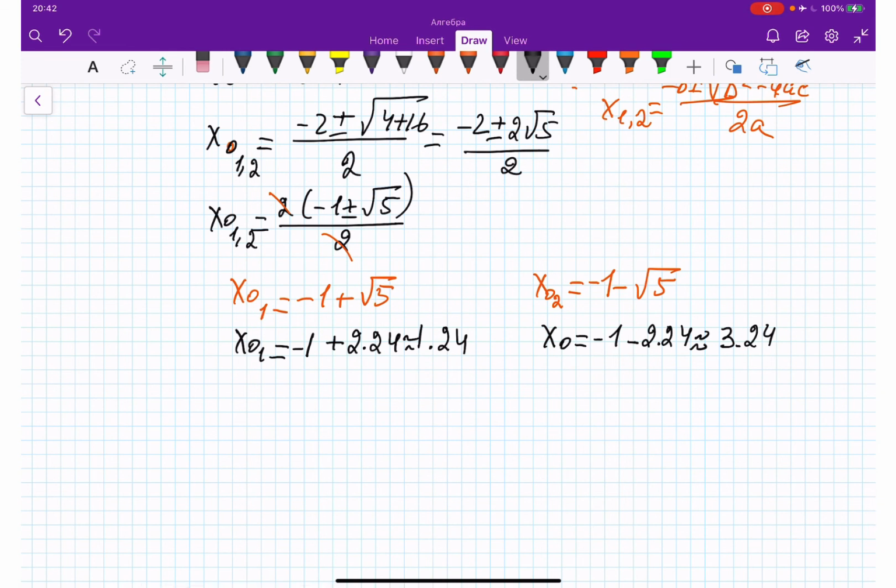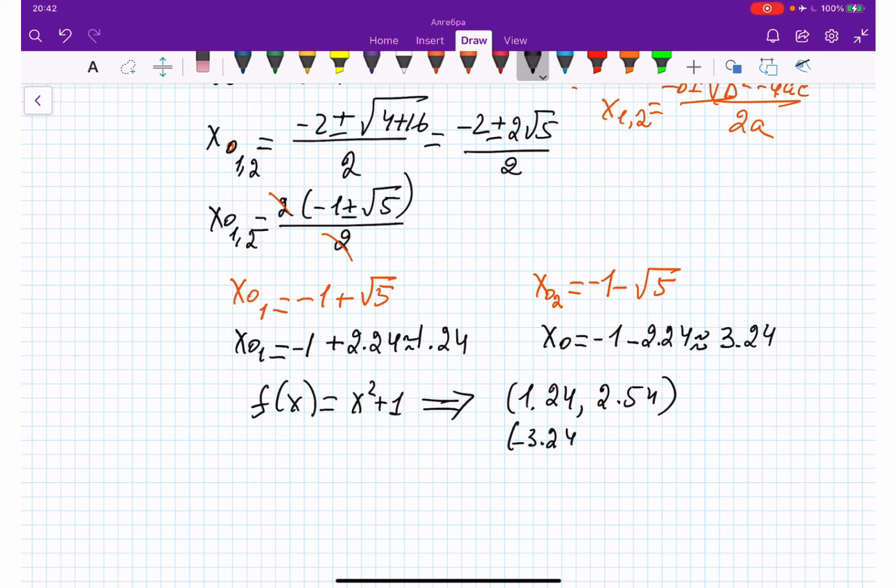following our original function, f of x is equal to x squared plus 1. Hence, we get 1.24 comma 2.54. This is one point of tangency, and the other one is negative 3.24 and 11.50. I just put 0 because everywhere I have two decimal notation, so just to keep the format.